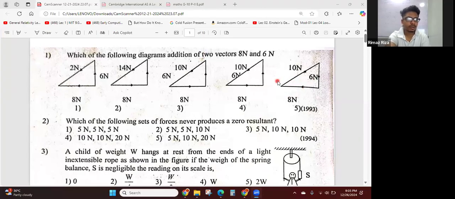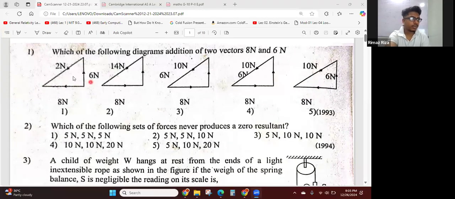The diagram is not very clear, but here this arrow is pointing downwards, this one upward, this is upward and downward, and this is upward, and this is to the left. So we need the addition of two vectors, 8 Newton and 6 Newton.